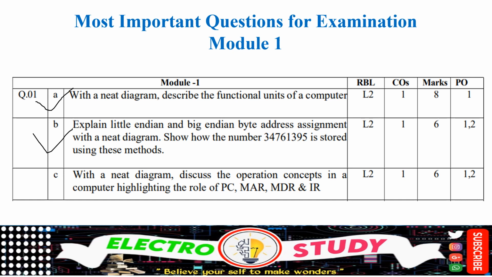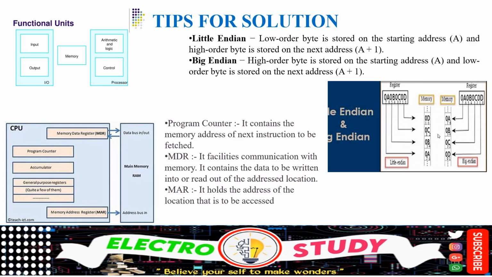So you first have to draw the diagram, which will carry 4 marks, and explain all these roles, which carries 6 marks. Moving on to the solution, here you can see the functional unit of the computer. With memory, input, output, the input-output interface, and a processor where there is a control unit and arithmetic logic unit, and memory plays the main role.